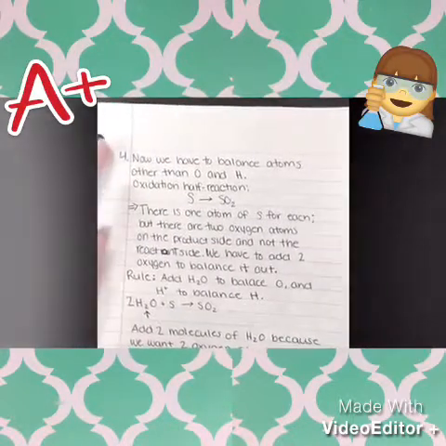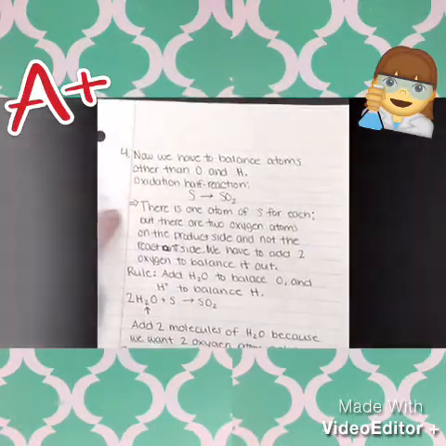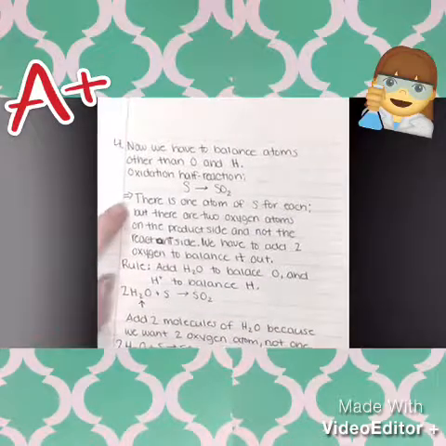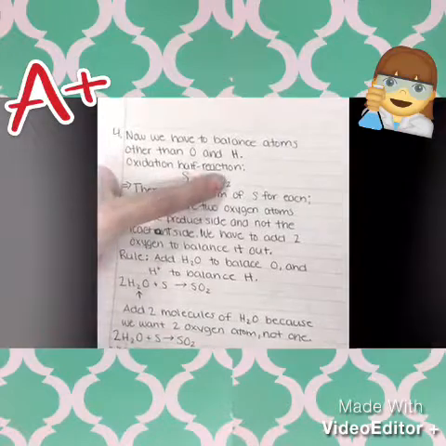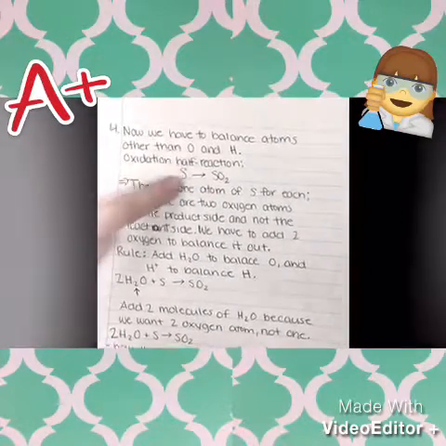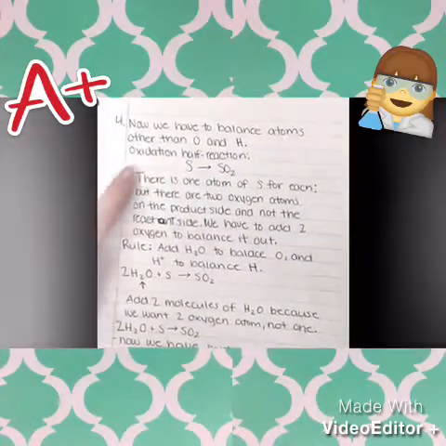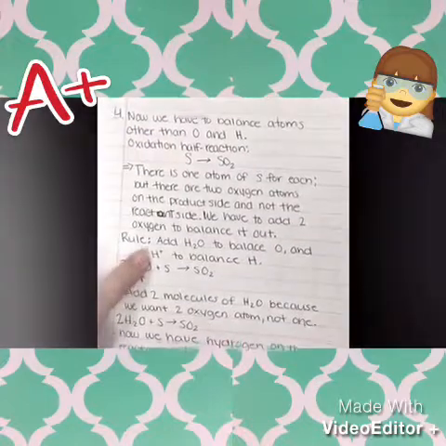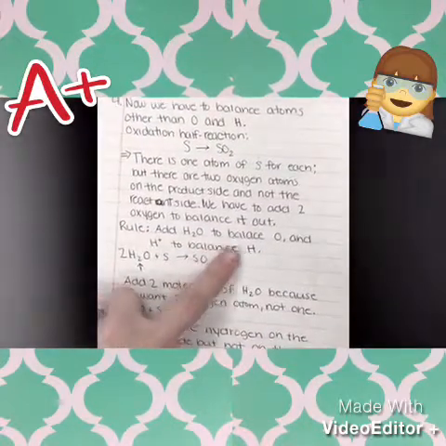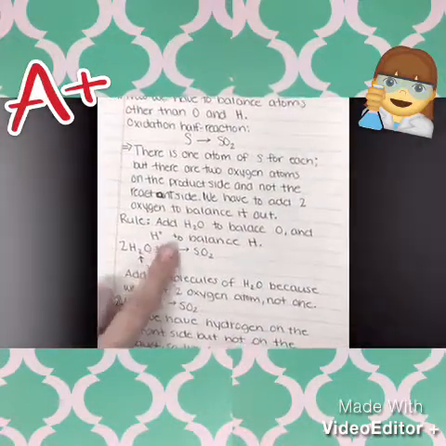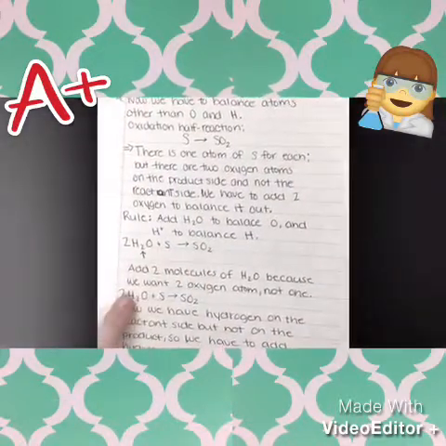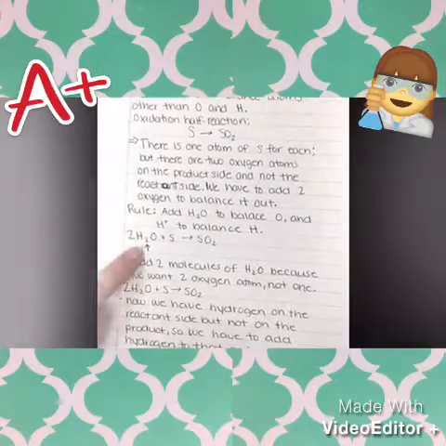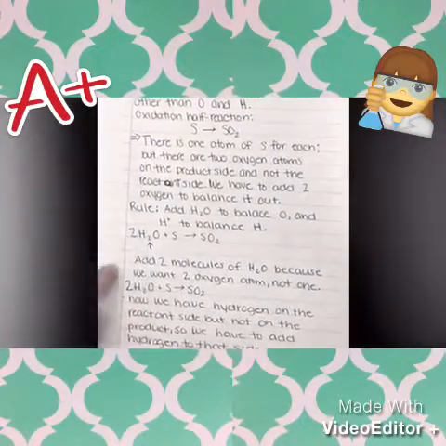The oxidation half reaction, S equals SO2. There is one atom of S for each, but there are 2 oxygen atoms on the product side and not on the reactant side. We have to add 2 oxygens to balance it out. The rule is add H2O to balance O and H plus to balance H. Add 2 molecules of H2O because we want 2 oxygen atoms, not 1.